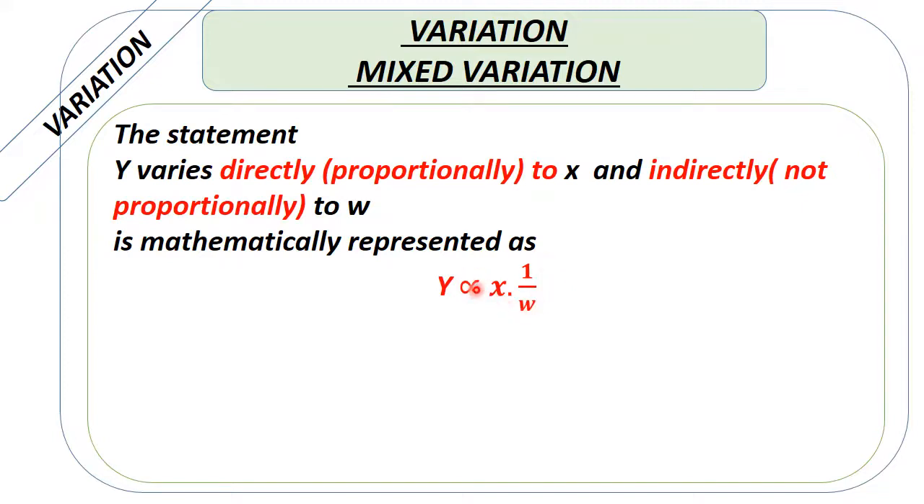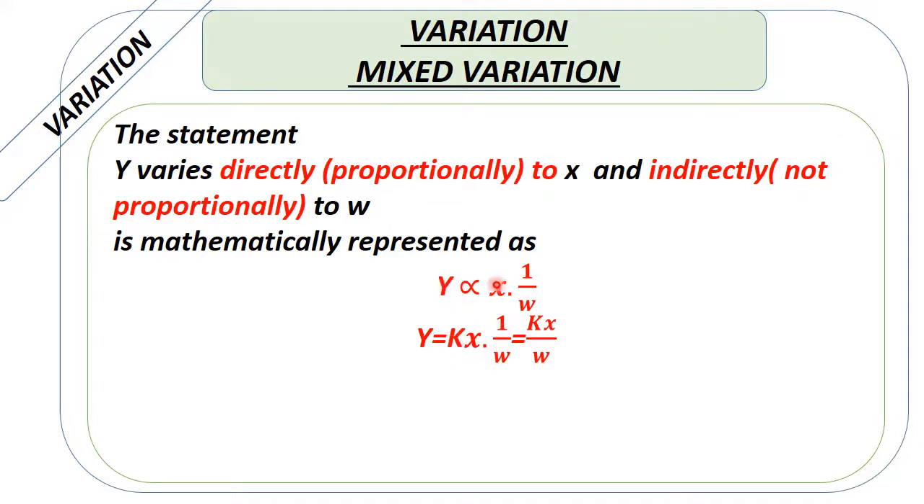So you can replace this with equals k. Doing that, we're going to have this: y is equals to kx, multiplication symbol here, 1 over w. So this is over 1. So we can multiply the numerators. Kx times 1 is going to be kx, and 1 times w is going to be w. So this part is just for showing. You don't have to show it when you're solving.